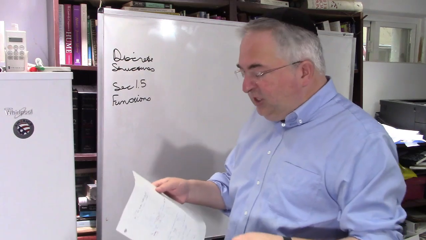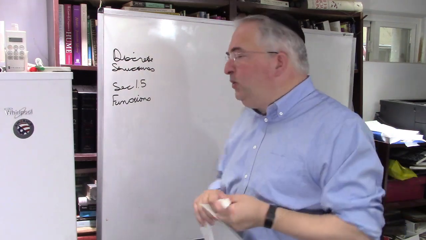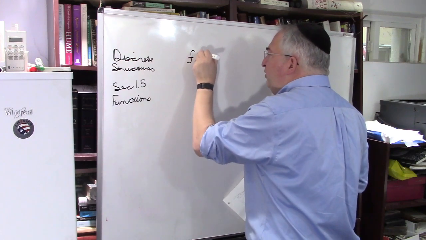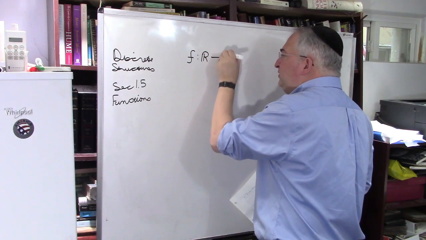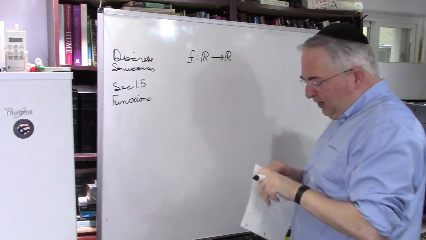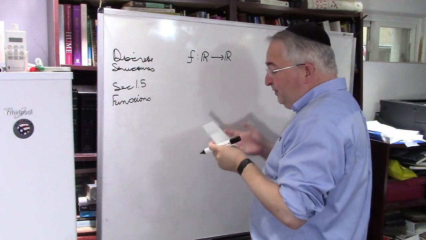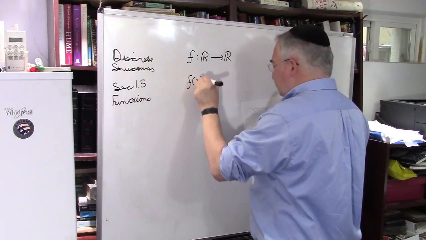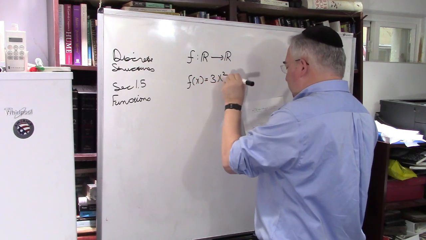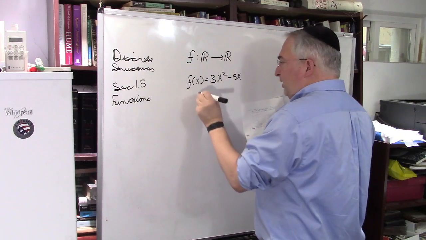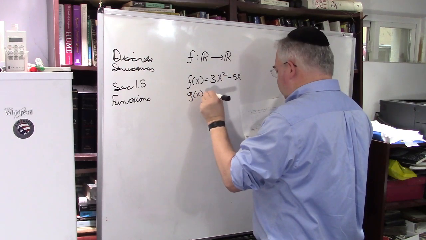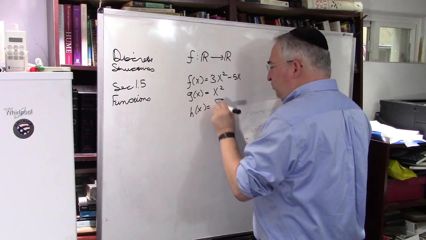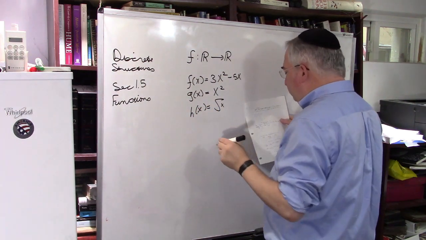Now, you've seen functions before, but mostly you've seen functions that go from the real numbers to the real numbers. That's what you did in high school and in pre-calculus and calculus. So let's give you some examples of some functions you saw. Okay, so f of x is equal to 3x squared minus 5x. g of x is equal to x squared. h of x is equal to square root of x. These are all things you probably saw.